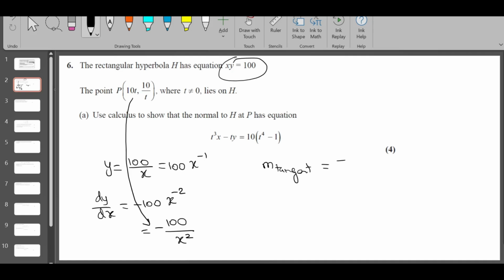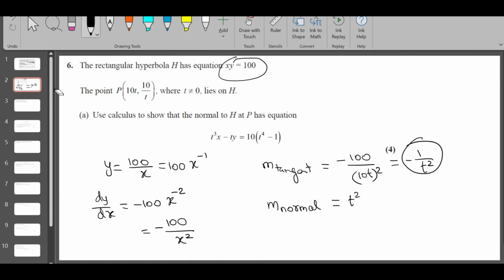Sub in the x coordinate here, so you will get the slope of the tangent. Slope of the tangent is minus 100 over 10t whole square. 10 square and 100 will be cancelled. You will get minus 1 over t square. So normal is a line perpendicular to the tangent. So the slope will be the negative reciprocal of this, which is positive t square, right?